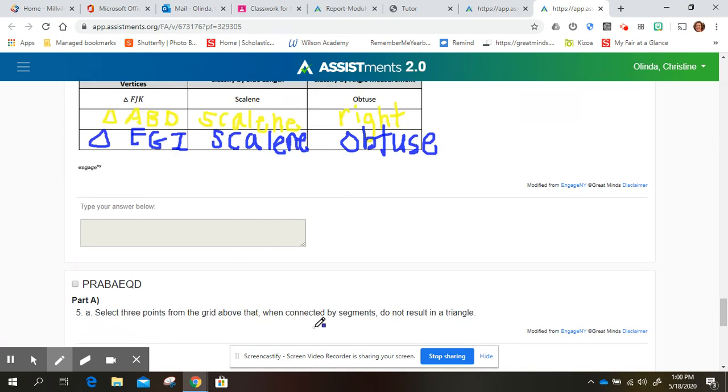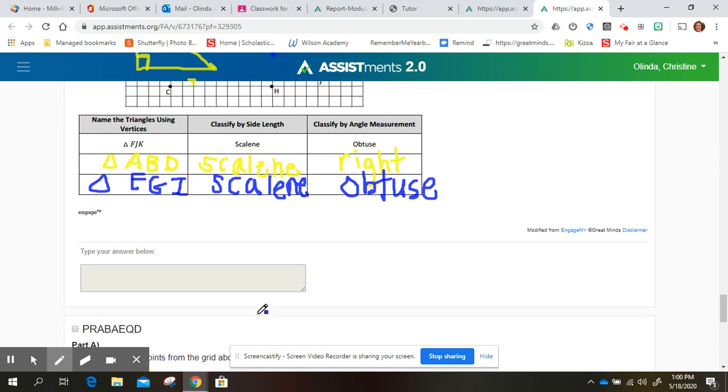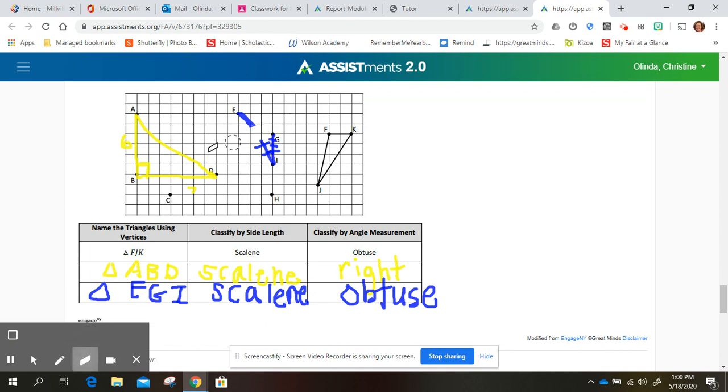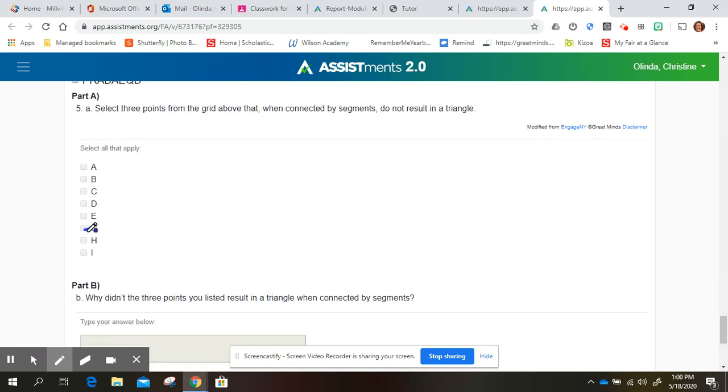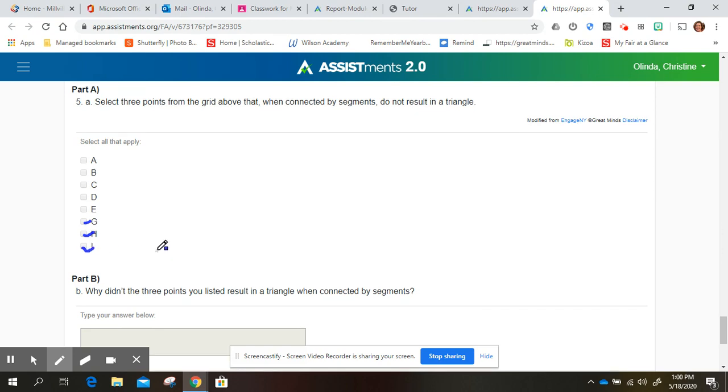And now we're still using that grid, and it says, when connected by segments, they do not result in a triangle. So select 3 points from the grid above. So what 3 points could I connect that would not give me a triangle? So I think, this one, this one, this one. Yep, that gives me a triangle. This gives me a triangle. This gives me a triangle. In fact, this is the only one. If I connect these 3 points, they're all touching. That's not a triangle. It just gives me a line segment. So my answer is G, I, H. So you're going to want to check off G, H, and I.